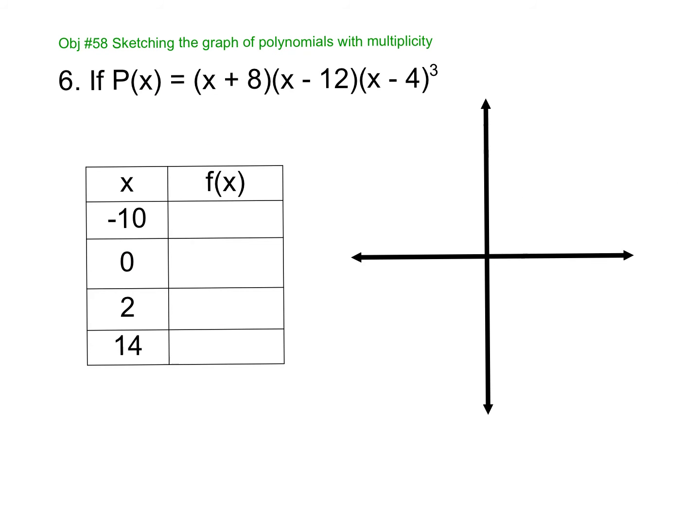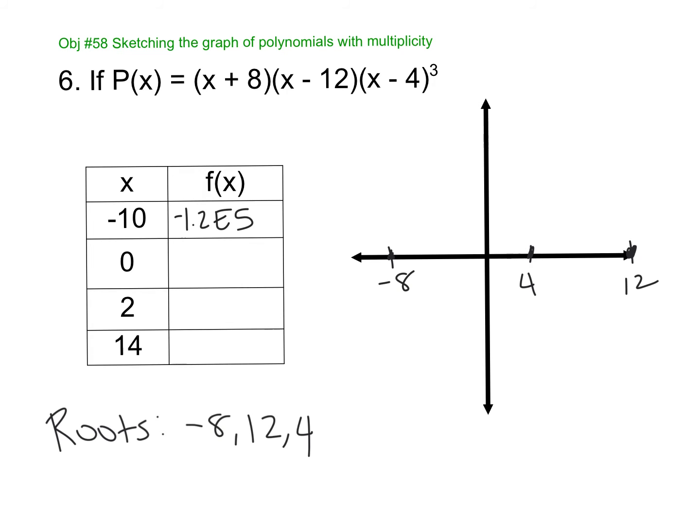All right, same idea. I want you to plug in, find your y values, and then try to sketch this. So my roots are -8, 12, and 4. So we know that. So -8, 4 would be like there, and 12. Let's plug in and see what we get. When I plugged in for -10, I got -1.2 e to the 5.